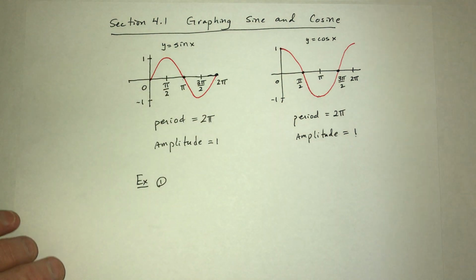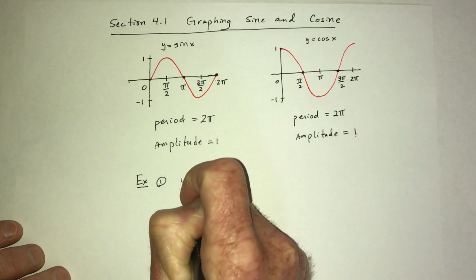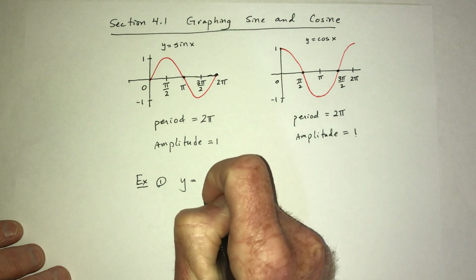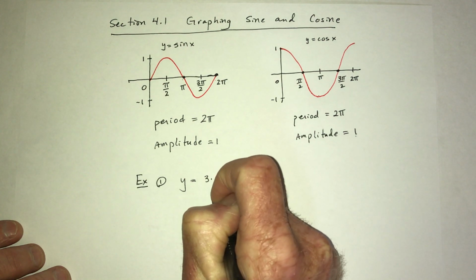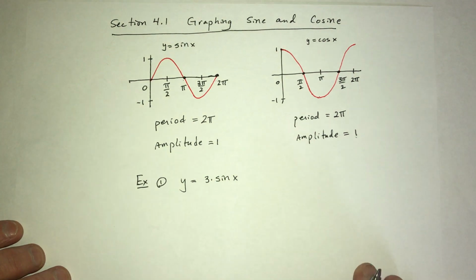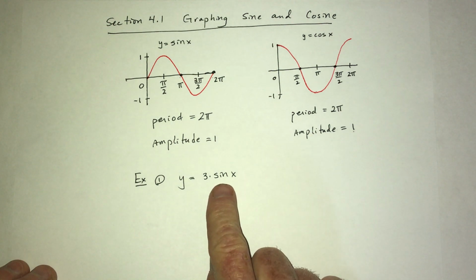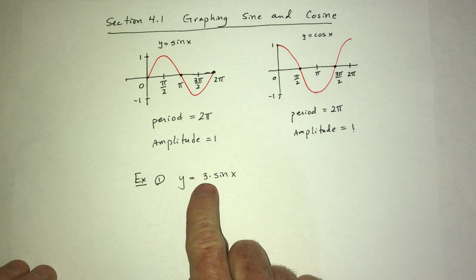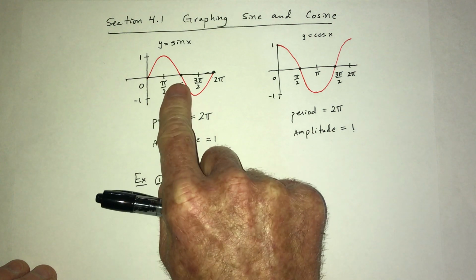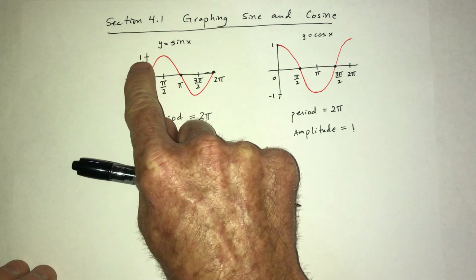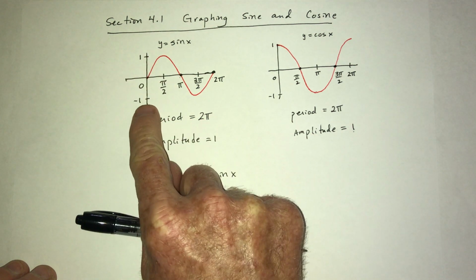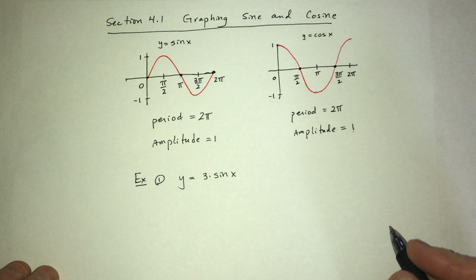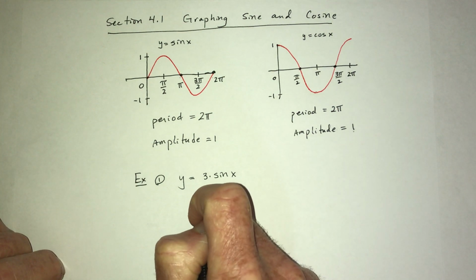Now for the next part. So what if you have 3 times sine? So this is going to be the same general shape, but that part's basically saying the y values are equal to 3 times what they used to be equal to. So it should be basically the same graph, except this will go up to 3 and that'll go to -3. So that's my prediction.